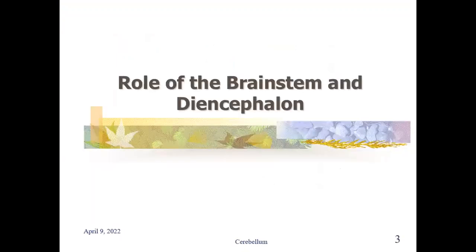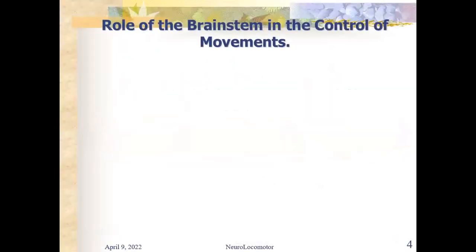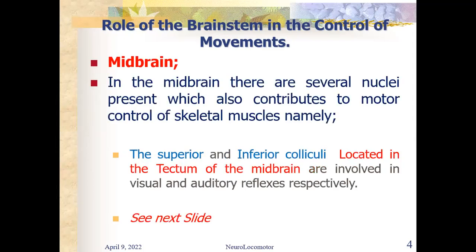So let's begin with the brainstem. What is the role of the brainstem in controlling movement? What are those structures that are located in the brainstem? So we start with the midbrain. When you look at the midbrain, we have the superior and inferior colliculus. If you can still remember, when we were looking at the visual and auditory pathways, we came across the superior and inferior colliculi in those pathways.